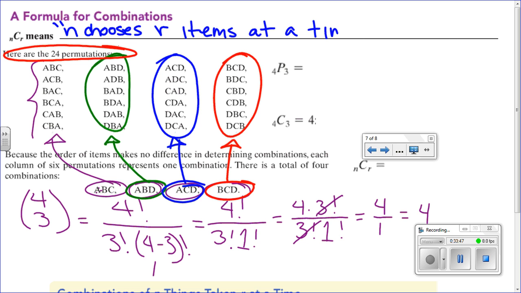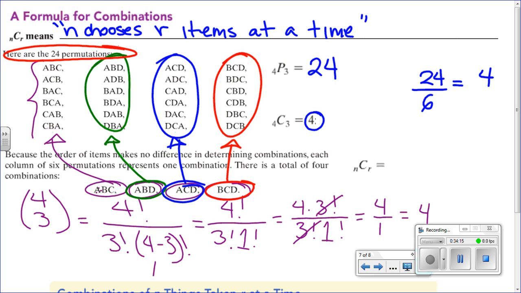Okay, formula for combination. Now let's compare them both quickly because we're almost out of time. We already went over the problem with the letters, right? So here we got 24 options and here we got 4 options. What's the difference? How can I go from 24 to 4? I need to divide by 6. Now let's see where that 6 comes from.